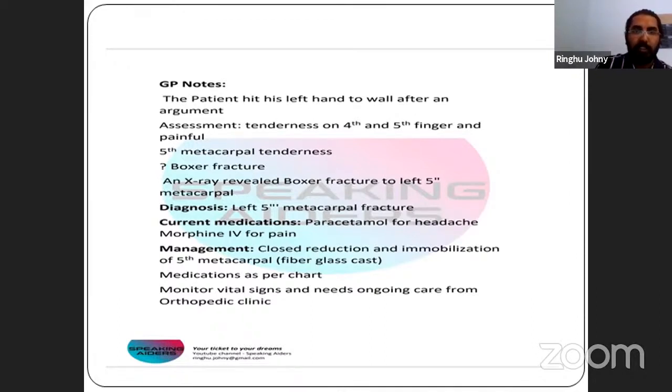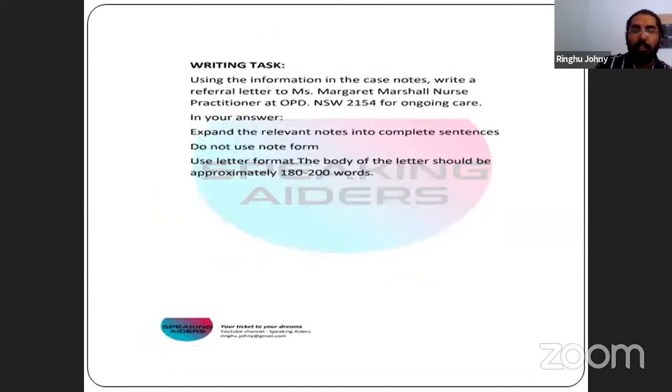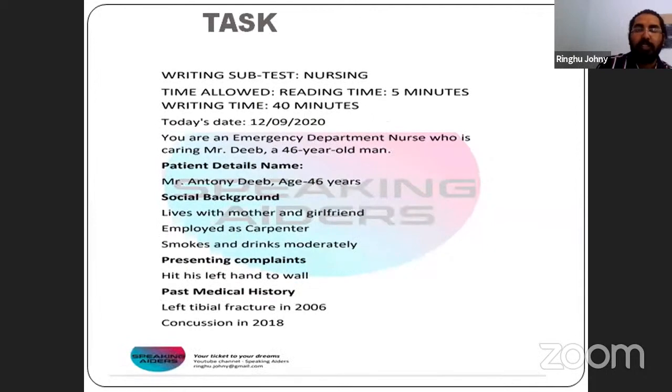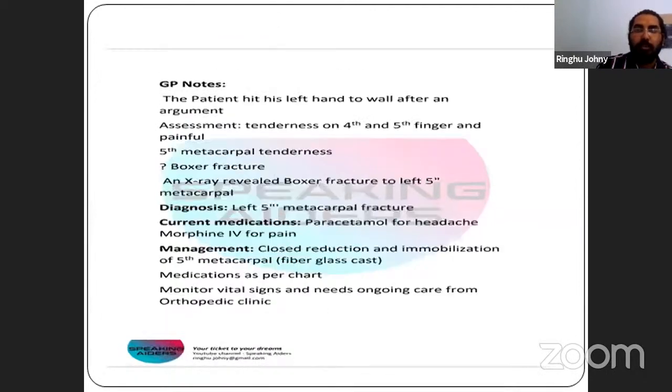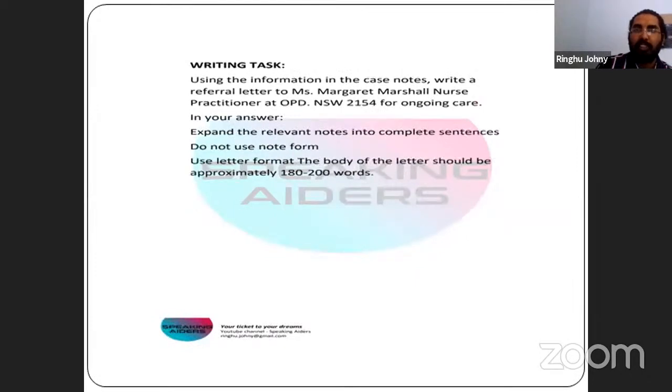Now comes the diagnosis. Here again we can find in the middle, the diagnosis says left fifth metacarpal fracture. So here is the diagnosis. And now the last one, what type of letter? It says write a referral letter. Did you see that? Using the information in the case notes, write a referral letter to Miss Margaret Marshall. So the letter should be referral. Is it an unknown case? No, because nowhere is it mentioned that the recipient knows about the patient. So it's not a known case.